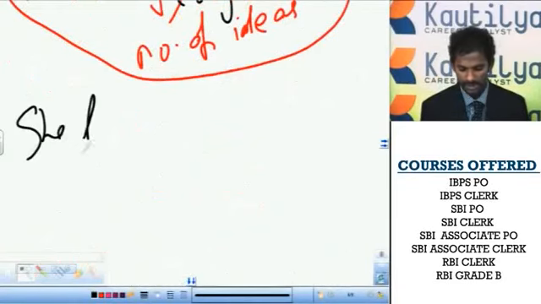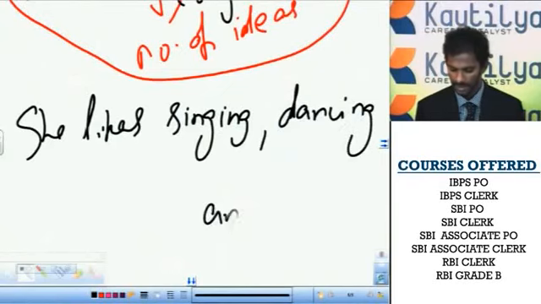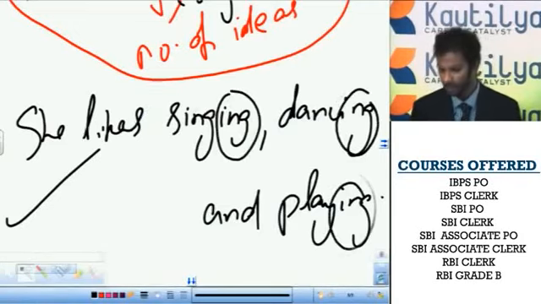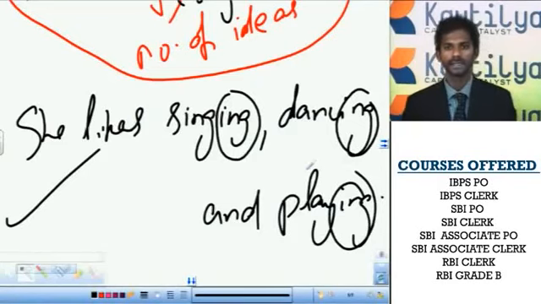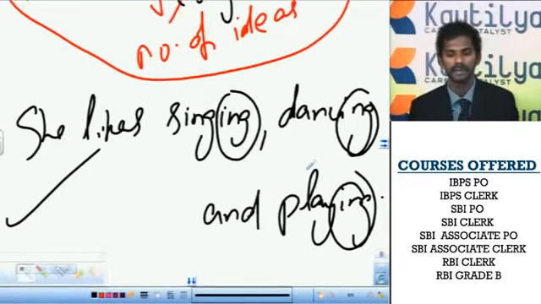She likes singing, comma, dancing and playing. Now this sentence is grammatically fine because parallelism is there. 3 ideas are there. One is singing, then dancing, then playing. So 3 ideas in the sentence and all the 3 ideas are in the ing form. It means all the 3 ideas are expressed in the similar form. All the 3 ideas are having equal importance in this sentence. This sentence has parallelism, so this sentence becomes grammatically fine.